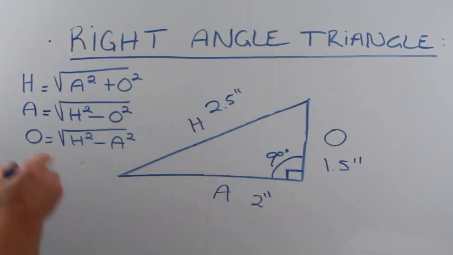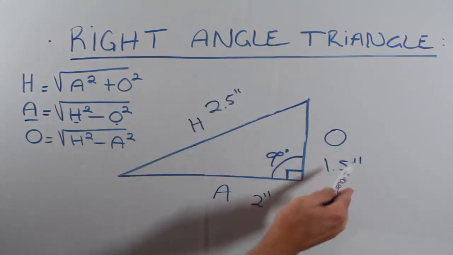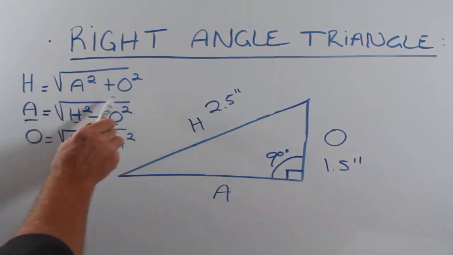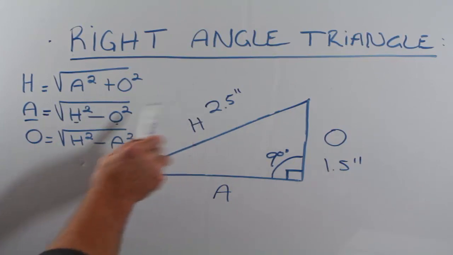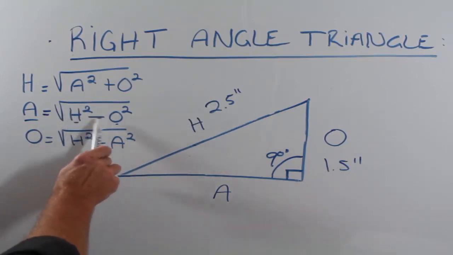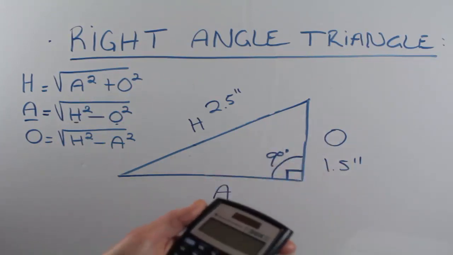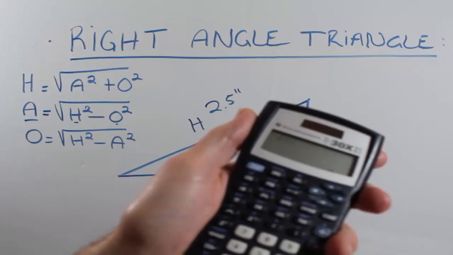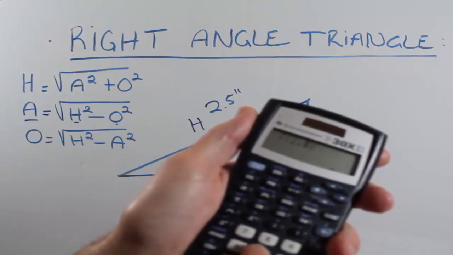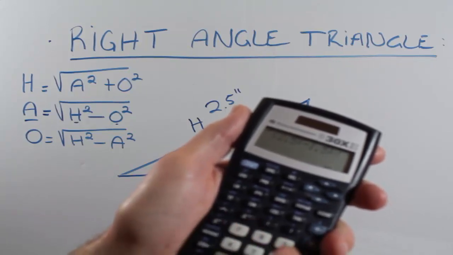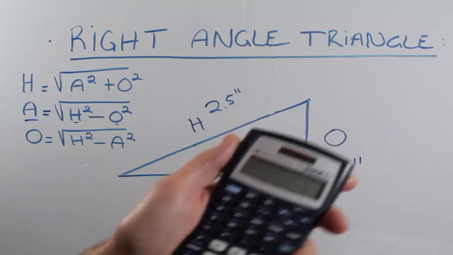Alright, so now let's say that we need to find A, and we have H and O. We have the 2.5 and we have the 1.5. So we need to find A. So we're going to take the square root of H, the hypotenuse squared, so 2.5 squared, minus O squared, minus 1.5 squared. So back to the calculator. We take the square root of 2.5 squared minus 1.5 squared equals 2 inches.